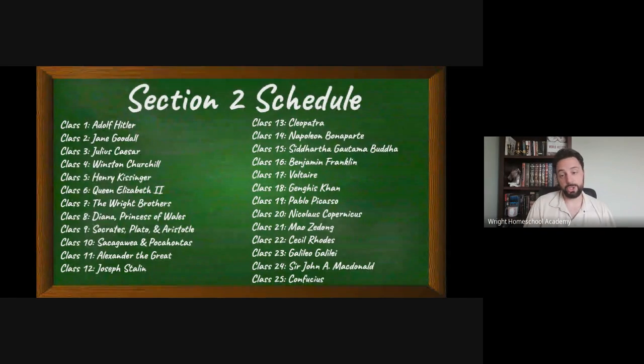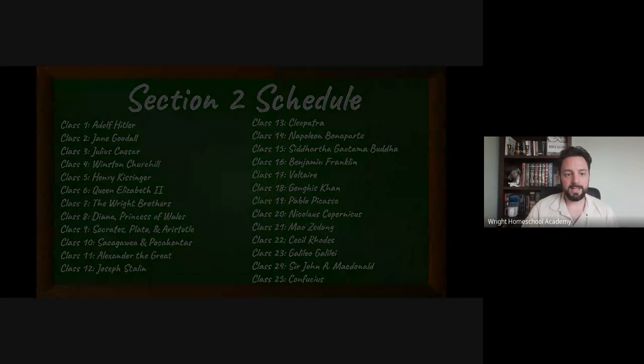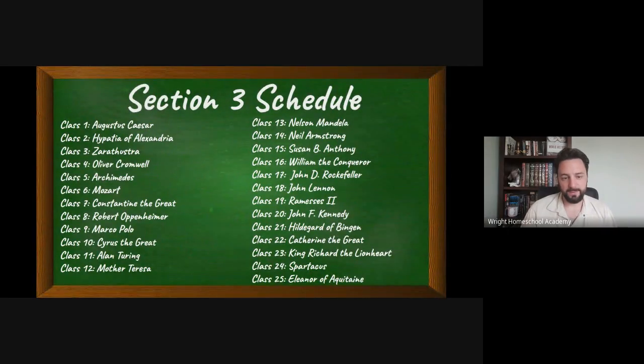Moving on here to section 2. Quick note about section 2, in classes 9 and 10, there is actually more than one big name of history. So class 9 is Socrates, Plato, and Aristotle, 3 of the greatest Greek philosophers. And class 10 has Sacagawea and Pocahontas. Other than those 2, though, each class covers one historical figure. And finally, here's section 3. So tell us, which of these big names of history are you most excited to learn about?